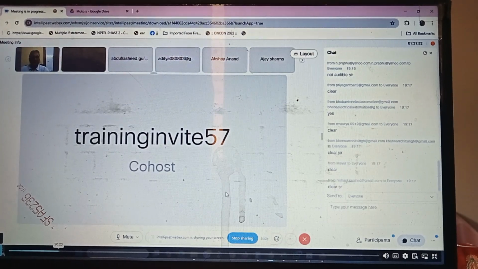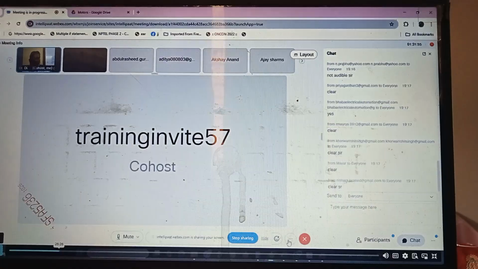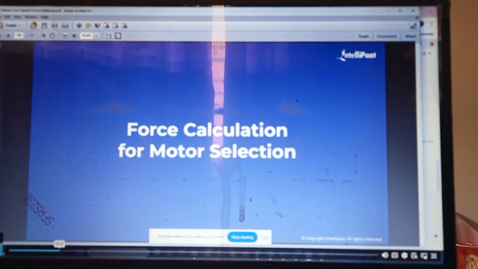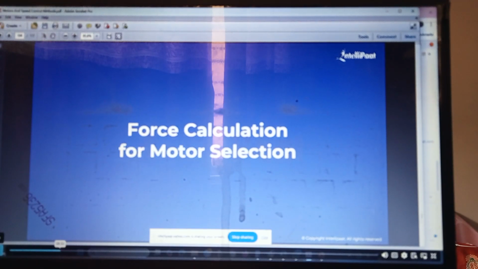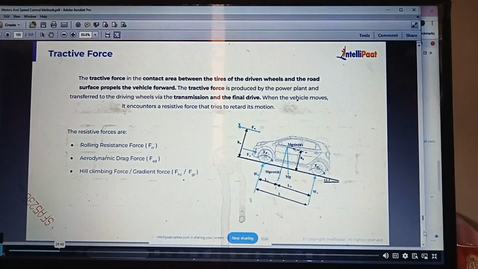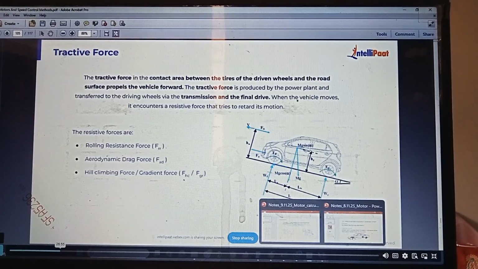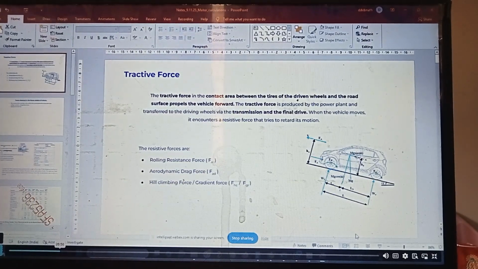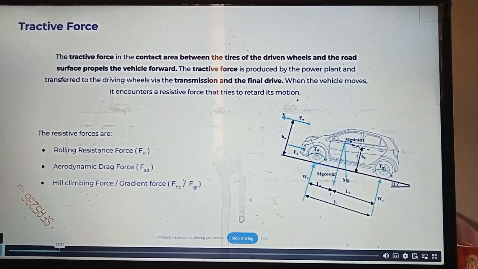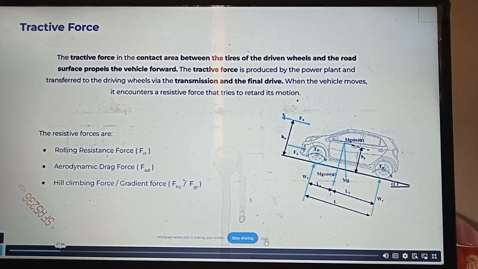Okay, so let me continue with the next part. Next is force calculation for motor selection, right? So in simple terms, how do we know how much torque and how much speed is required for the vehicle, and that will help us to select our required motor. So first thing, let's try to understand what is tractive force. This is page number 105. I've copied the same content in a PPT. Generally, it is much easier for me to write on the PPT than in PDF.